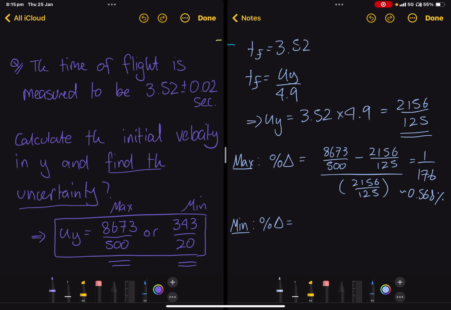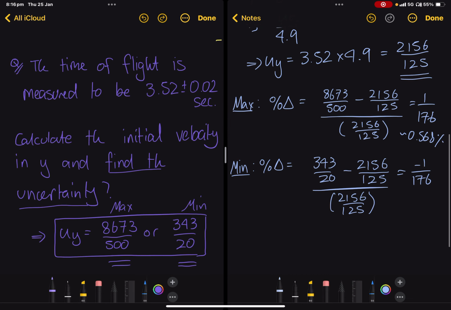Now we have to do the same thing, but the minimum number is 343 on 20. So this is 343 on 20 minus 2,156 over 125 divided by 2,156 over 125. So this gives me, you can use the same calculator template pretty much. You're just going to be changing the numbers in the first bracket. So here on the denominator we have a 20. In the numerator we have 343. So this gives me minus 1 on 176.